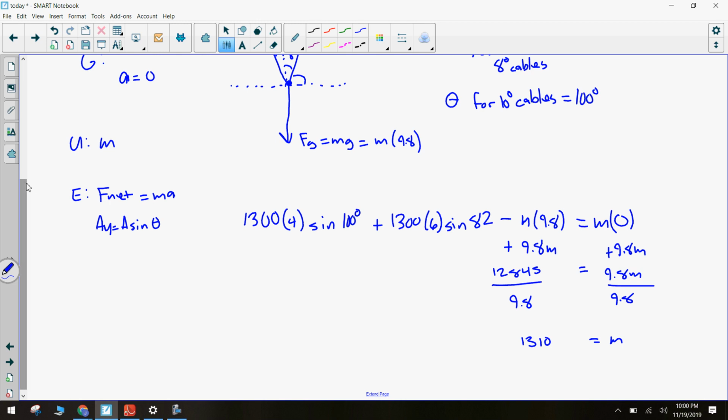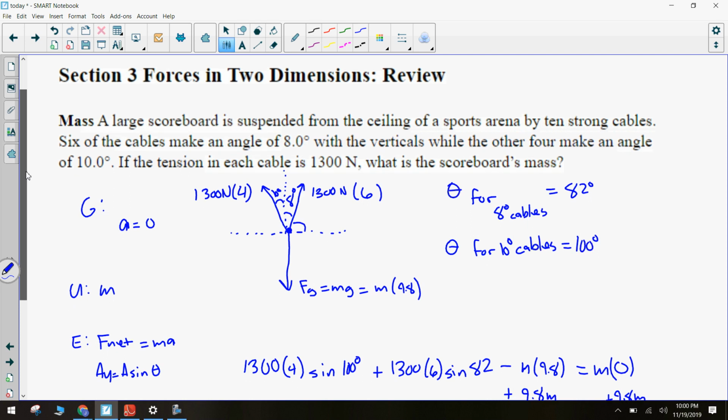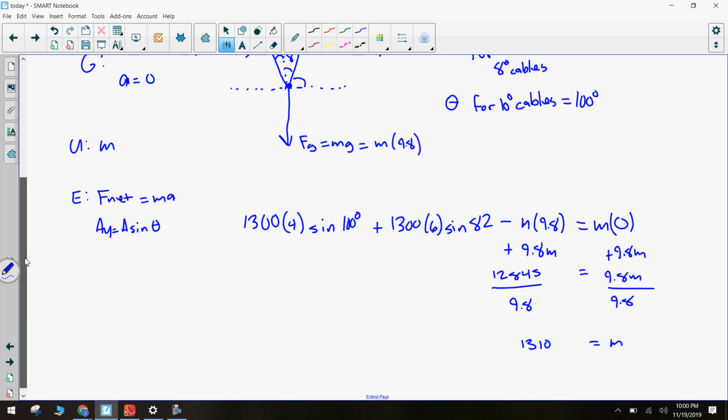We come back up and check our sig figs. So we have 2 sig figs here, 2 sig figs here, 3 sig figs here. We're going to round to 2 sig figs. Means we're just going to stop this and say that it is 1,300 kilograms. That's our mass.